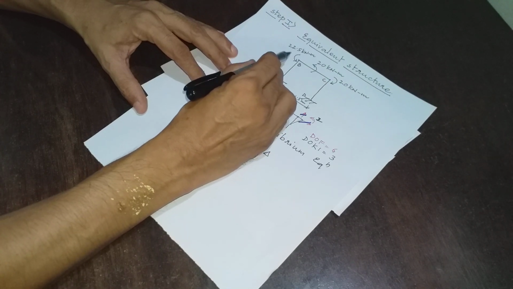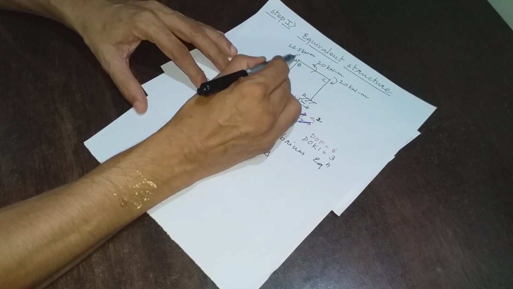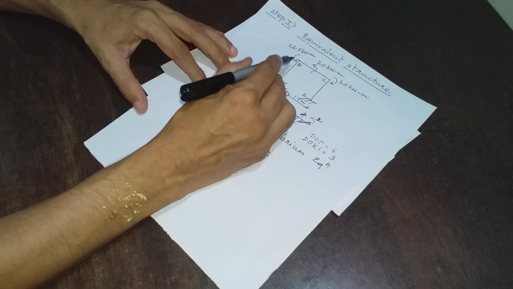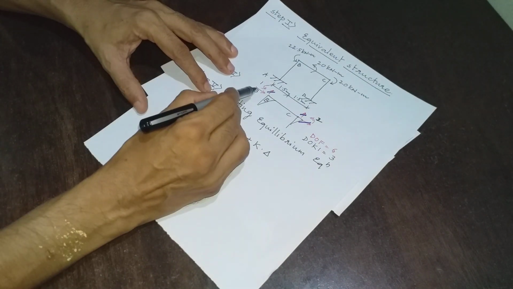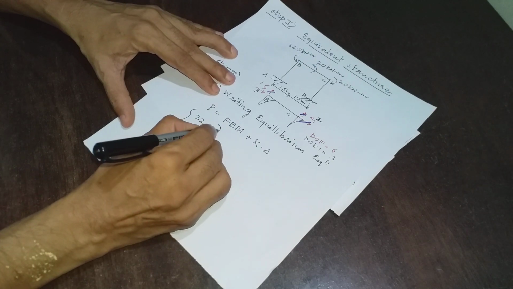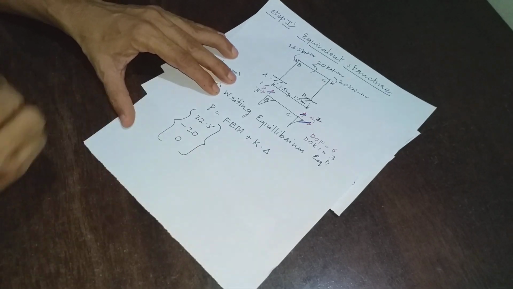Is there any force? If there had been a 100 kilonewton force here, we would have taken it in P3, not in fixed end moment. Because if the load is acting at the joint, we should not consider it in fixed end moment. Since at coordinate 3 there is no force, P3 is equal to 0. So this is P1, P2, P3.